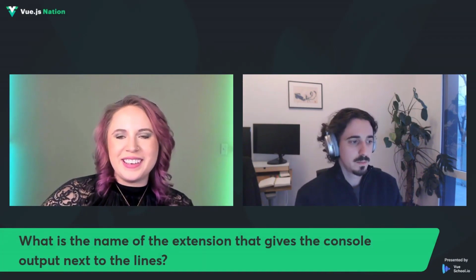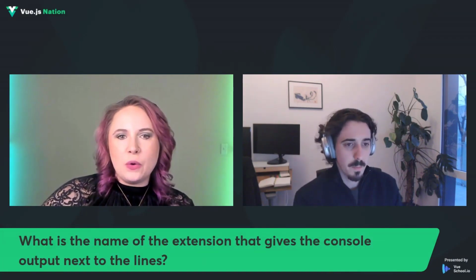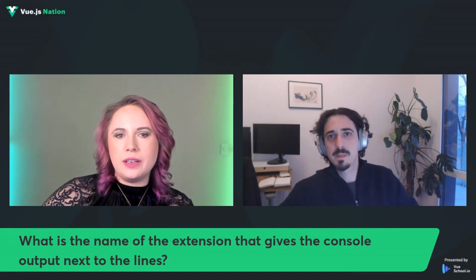Very cool. Thank you. And what is the name of the extension that gives the console output next to the lines? Anthony gave me this info. It's Error Gutters, I think. Well, maybe not. Error Lens. Yeah, Error Lens on VS Code.